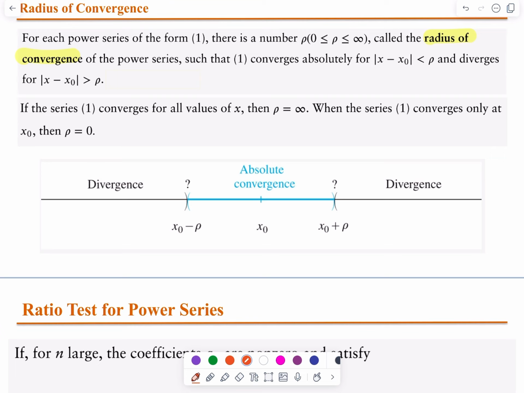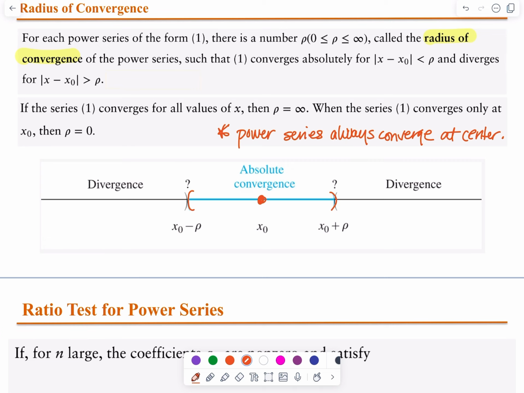Power series always converge at the center. Sometimes we have a series that converges only at the center. Sometimes we have a series that converges on an interval. And sometimes we have a series that converges on the entire line, negative infinity to infinity. So we just have these different cases.